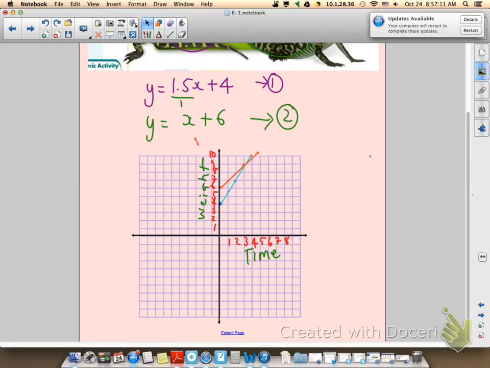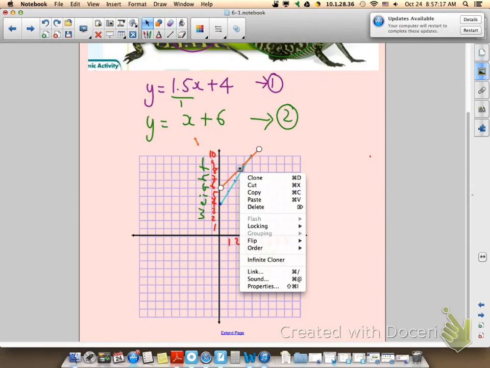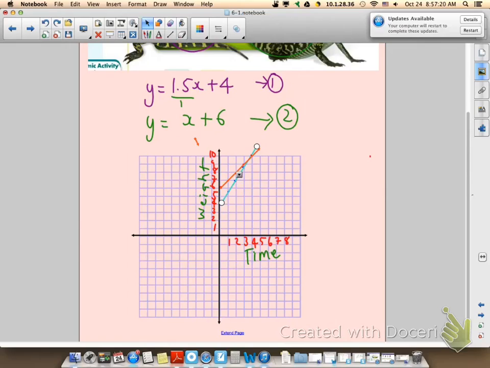Let me just change the graph just a little bit. So this is here, and this is also there. So the point of intersection is actually right there. That's at 4 months. Okay? So at 4 months, both the alligators will be the same weight.